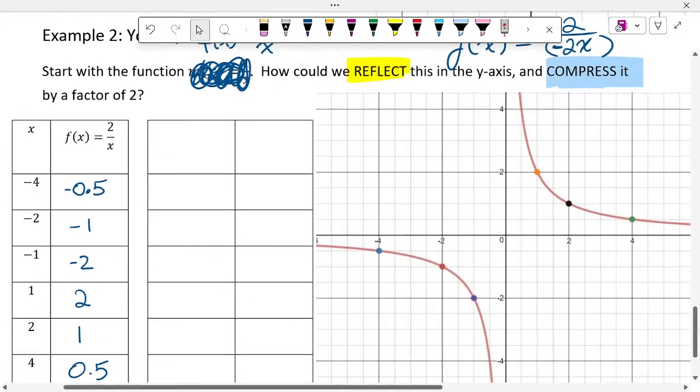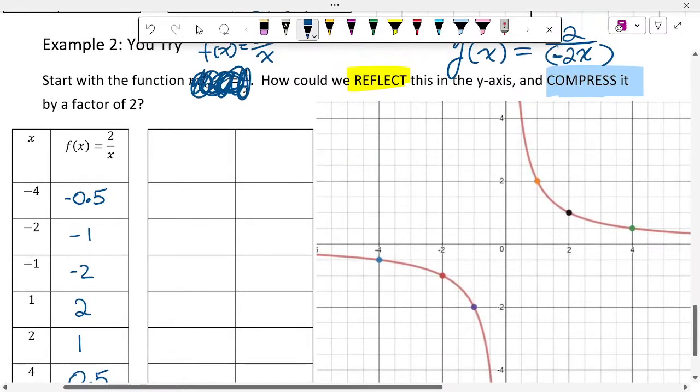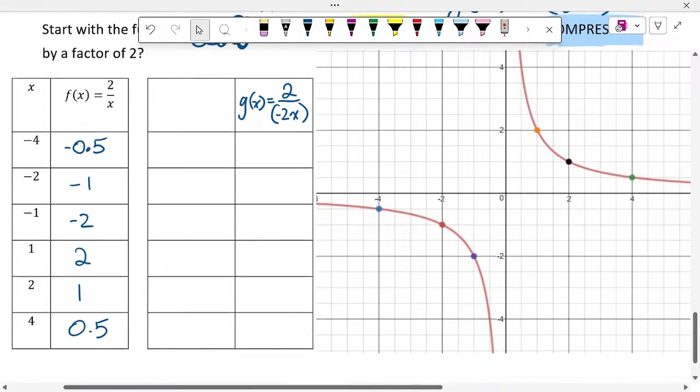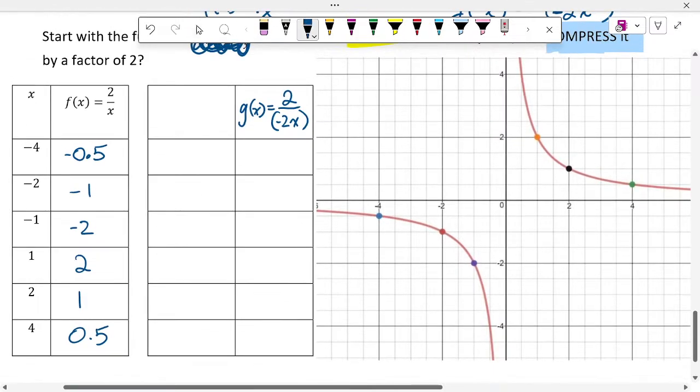Okay, now we said the whole point is if we're changing the y values, then g of x being equal to 2 over, and then in the bracket here, changing it to negative 2x, that should keep all the same y values, right? Because what are we changing here? The x's, right? So what were our y values before? Negative 0.5, negative 1, negative 2, 2, 1, and 0.5.